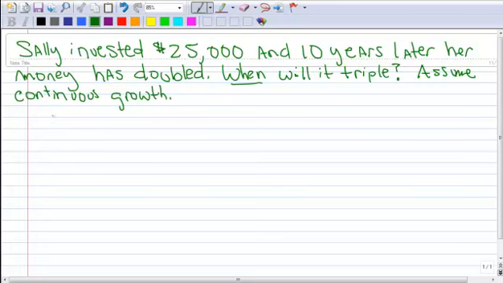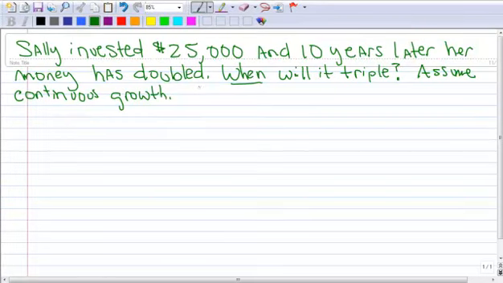All right, in this first example, here's the situation. We have Sally who has invested $25,000. 10 years after she invests it, her money has doubled. And we want to know when will it triple. And we're going to assume continuous growth.